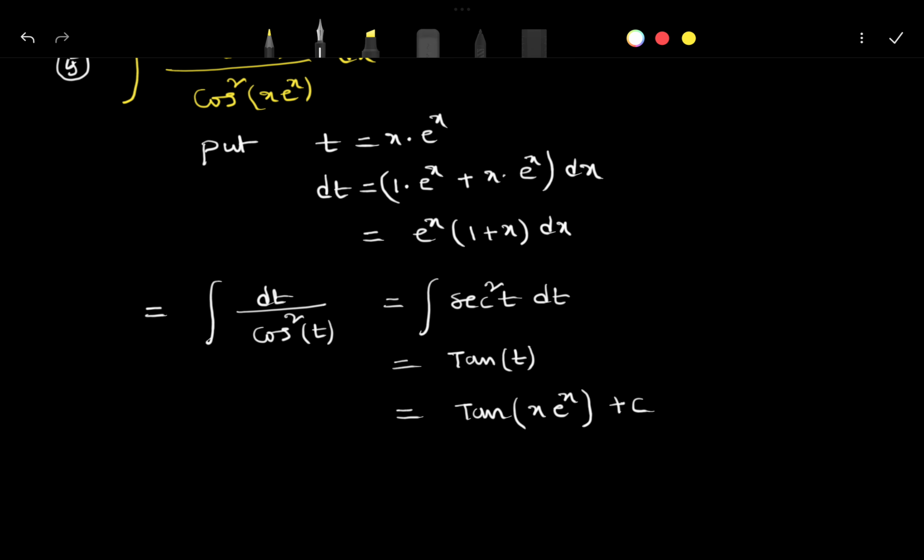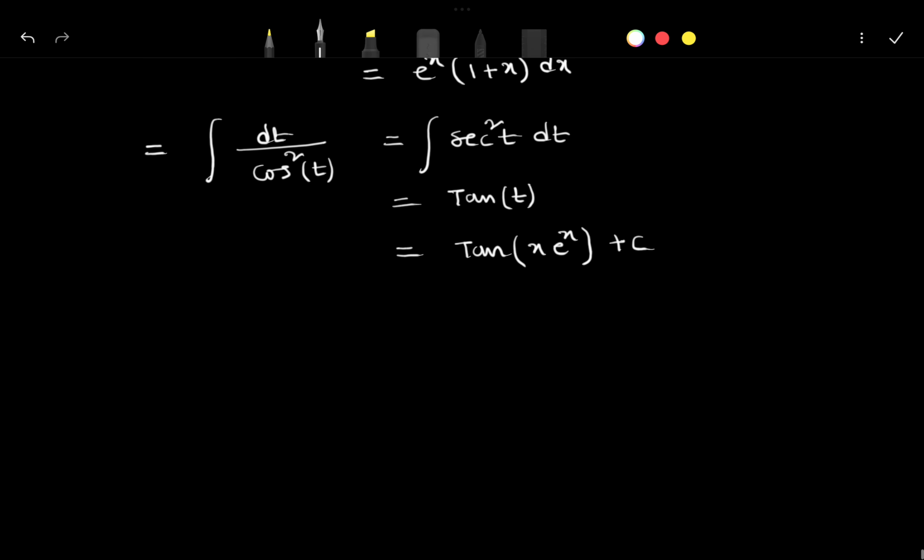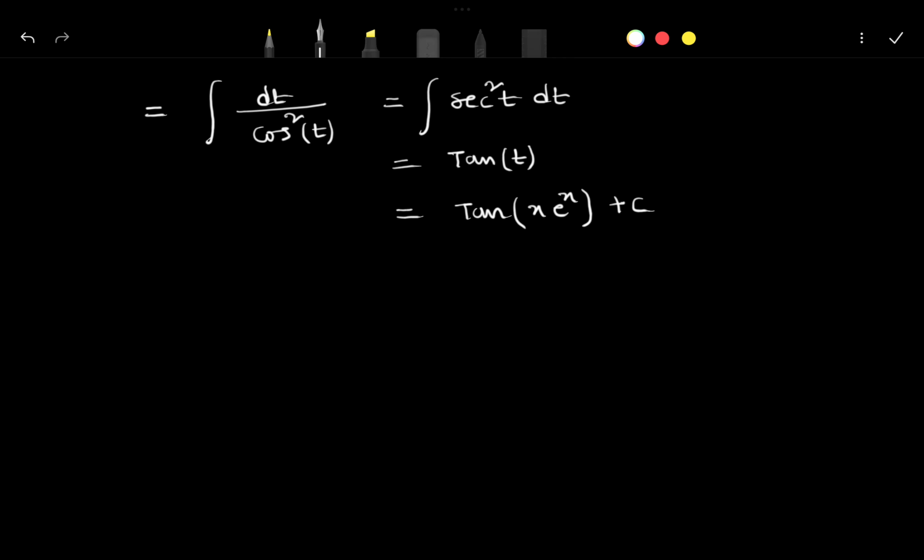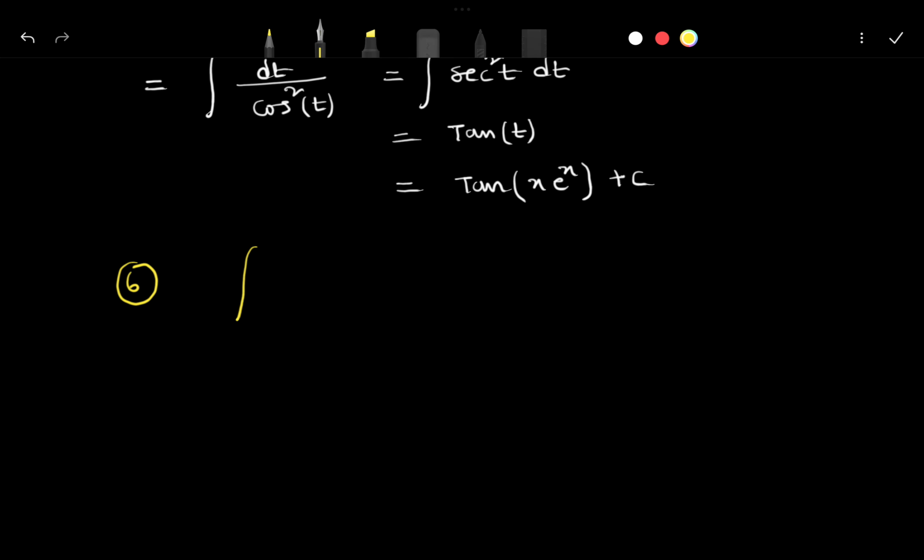Okay, so now you see one more question in that very important model. The next question will be the integration of sine square x minus cos square x whole divided by sine square x into cos square x into dx.